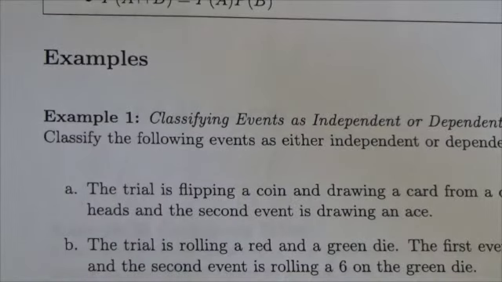Hi everyone, this is the IB Probability and Set Theory package. We're now looking at the section on dependence, and this is example 1 here, classifying events as independent or dependent.